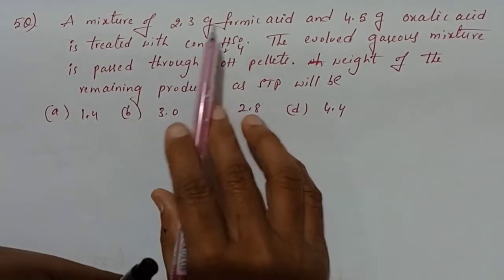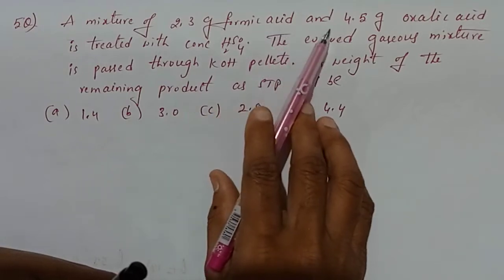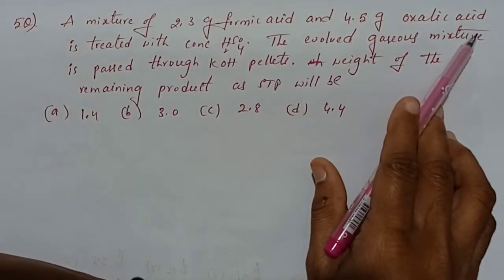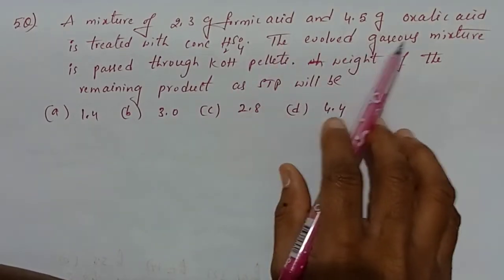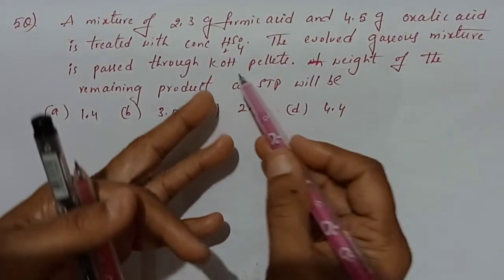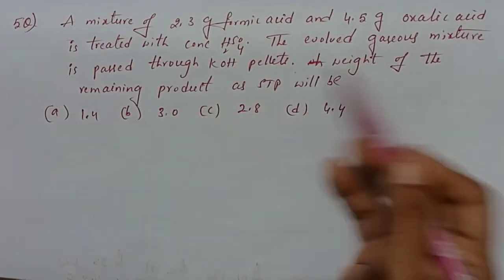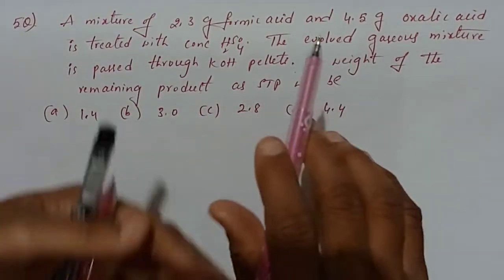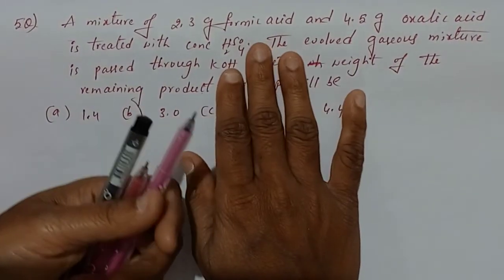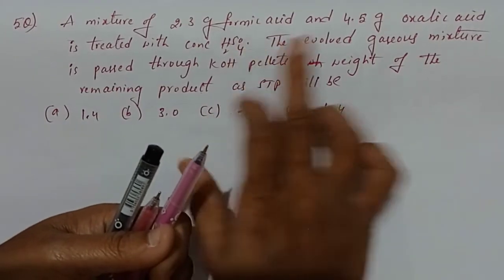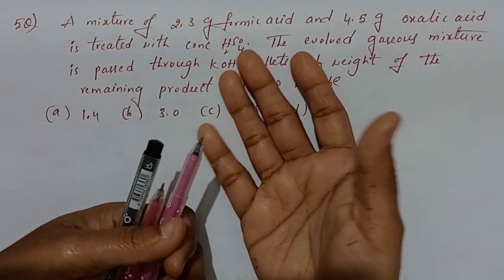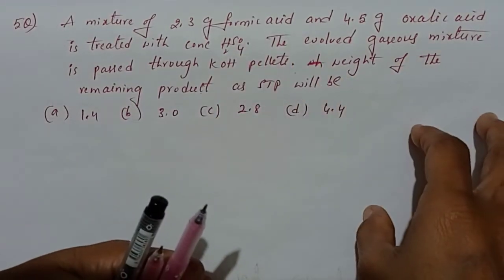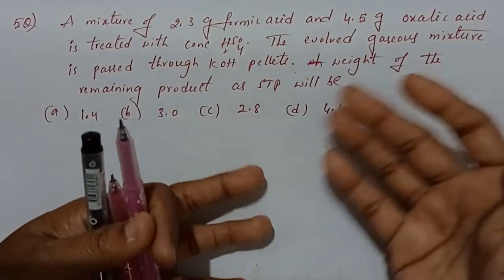Here they are asking: a mixture of 2.3 grams of formic acid and 4.5 grams of oxalic acid is treated with concentrated sulfuric acid. The evolved gaseous mixture is passed through the KOH pellets. The weight of the remaining product is asked, students. First of all, formic acid when treated with sulfuric acid, what are the products? And oxalic acid when treated with concentrated sulfuric acid, what are the products formed? Now first I am going to calculate the number of moles, students.